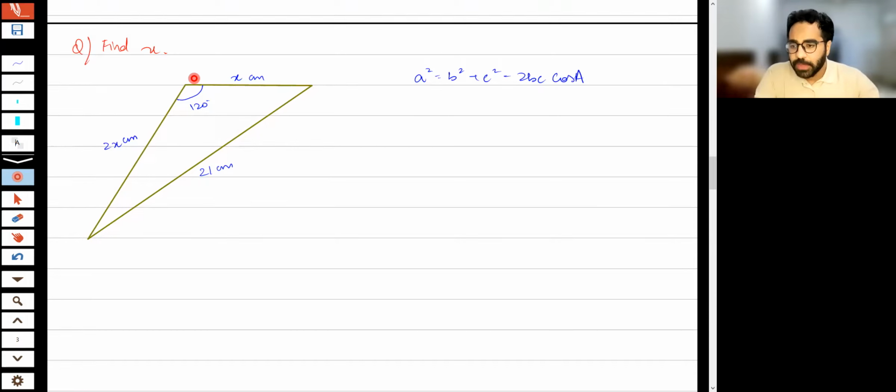Okay, पहले सोचते हैं. Will I be able to apply the sine rule over here? Sine rule, if you haven't studied sine rule, you can watch the previous video to understand sine rule, and then you can come back and attempt this question.